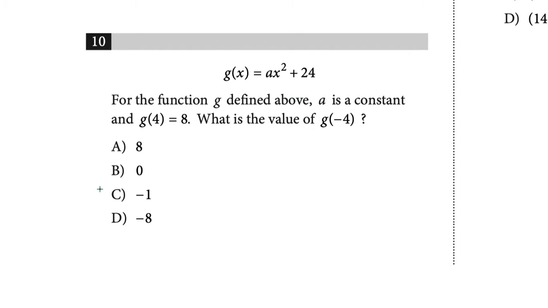Let's do number 10. For the function g defined above, a is a constant. So we're assuming that a is some number. Whenever I see the word constant, just think of the word number. A is like a number. And g of 4 is equal to 8.